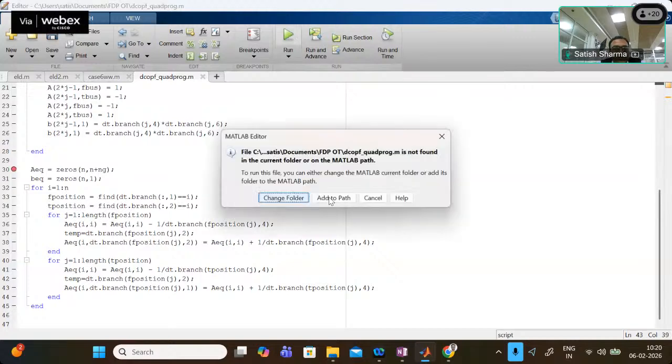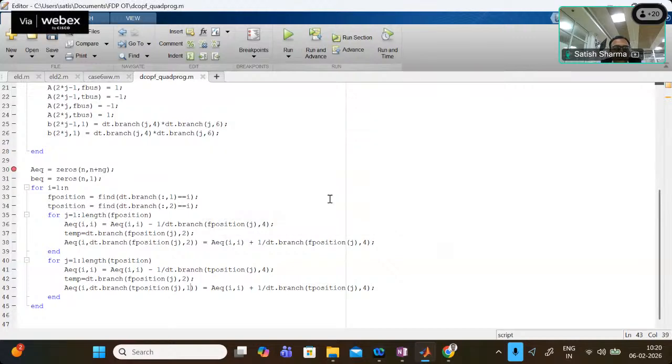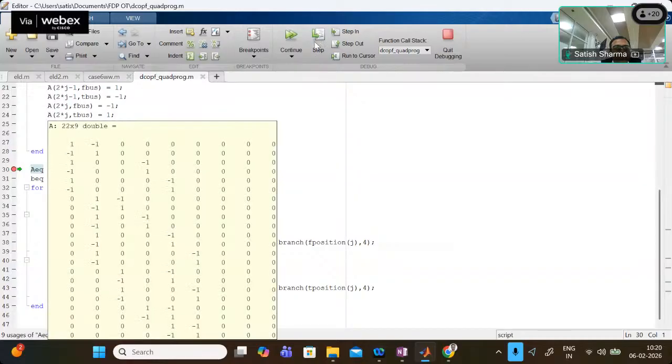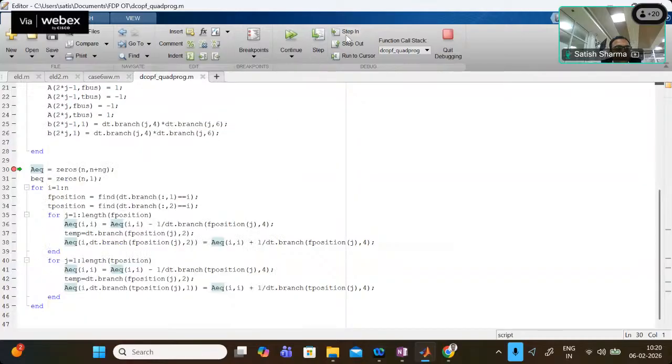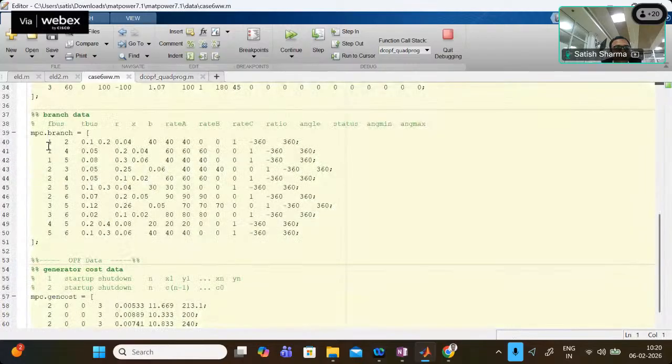Okay, so add to path. So far so good, everything is good. We have developed a branch, and let's step. For the first node, I have obtained F position as 1, 2, 3 and T position as an empty matrix. For the first node, it is quite obvious that 1, 2 and 3 are the rows in which the first branch is connected. So we have identified the connections.